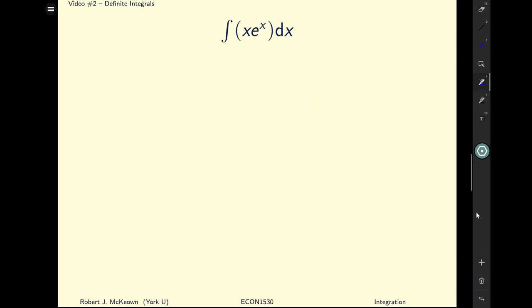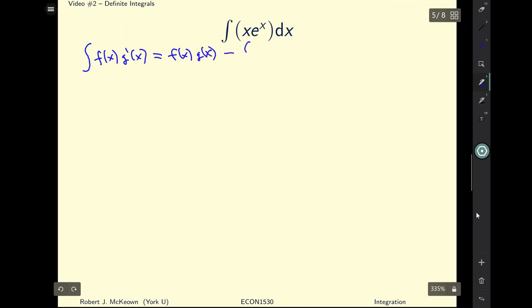Let's try another one. We are going to write out our formula for integration by parts. We want to find the integral of f of x g prime of x dx. Then what we need to do is take f of x multiplied by g of x and then subtract the integral of f prime of x g of x dx. Oh, I forgot my dx over there as well.